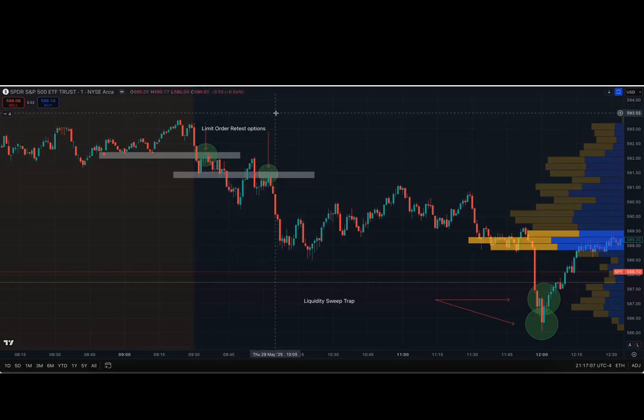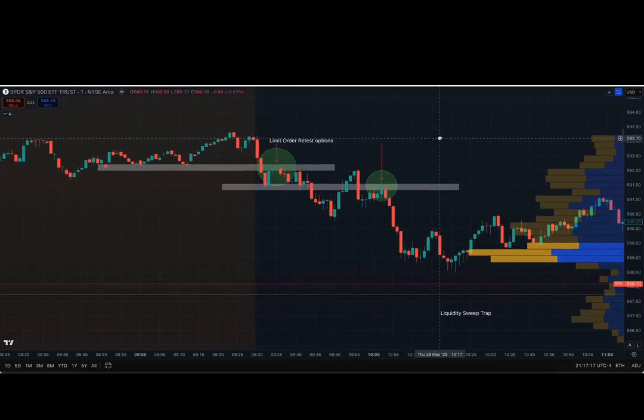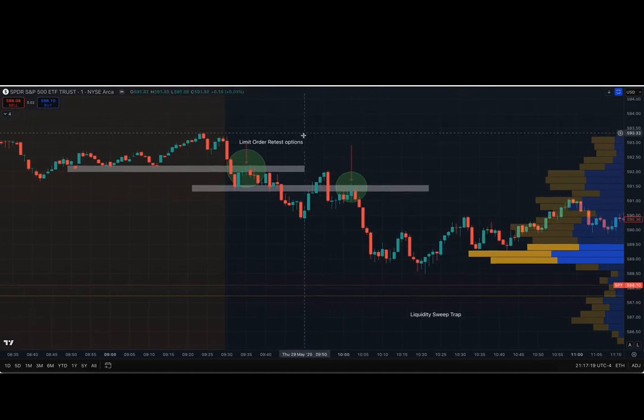This is that first half hour. So there's a lot of impulse moves, fake outs, things like that. So the limit order retest, for instance, on this first move, we're just going to zoom in. We're on the 1 minute time frame.